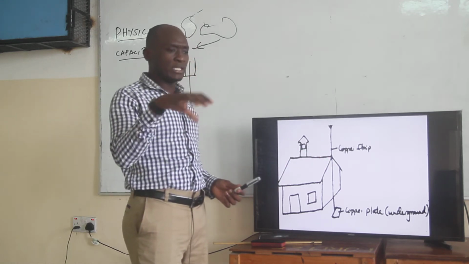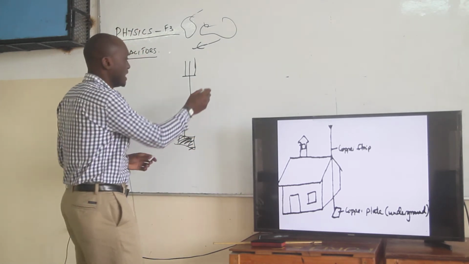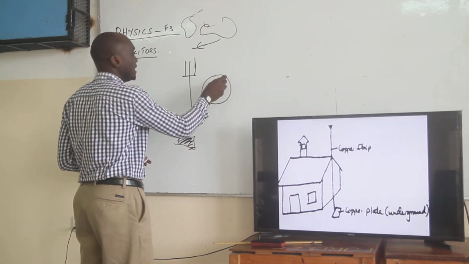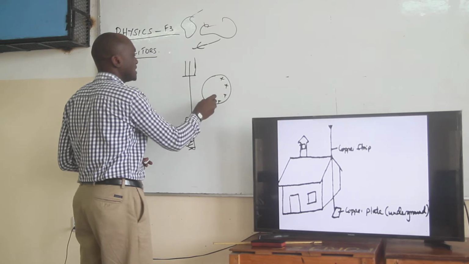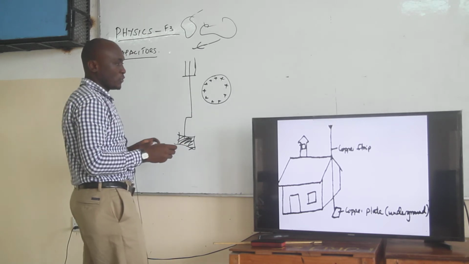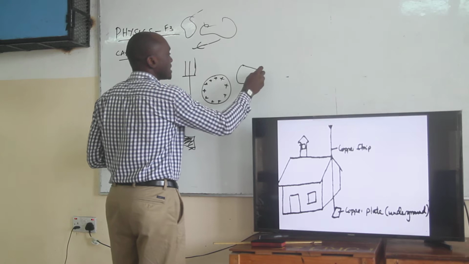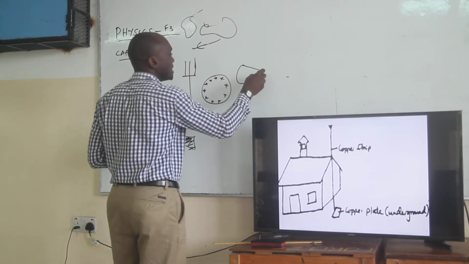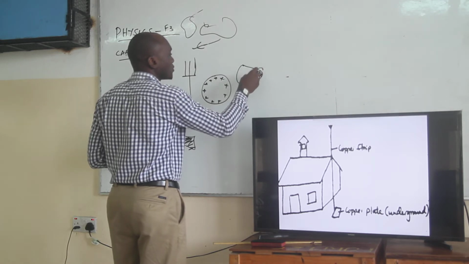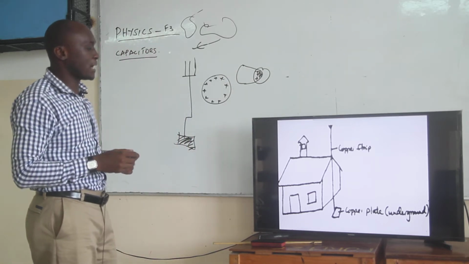And remember when we discussed the distribution of charges, we realized that if you have a regular sphere, the charges will be distributed evenly along the surface. But when you have a pear shape, which is pointed and sharp, the charges will be heavily distributed at the sharp point.